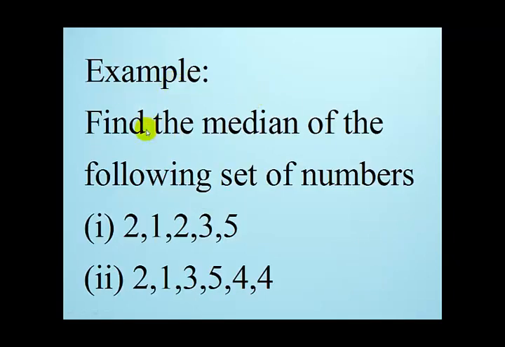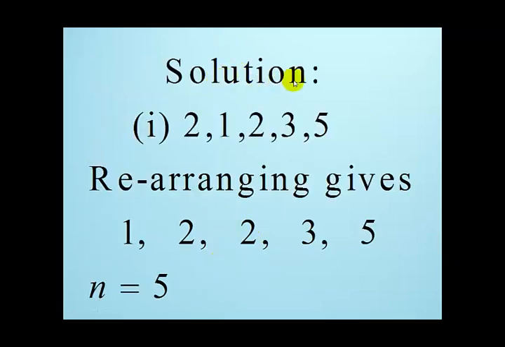Example, find the median of the following set of numbers: 1, 2, 1, 2, 3, 5. 2, 1, 3, 5, 4, 4. Now let's look at the solution and see how best we can find the median of the following set of numbers. Now, considering the first one, solution. From the question, we were given 2, 1, 2, 3, 5.